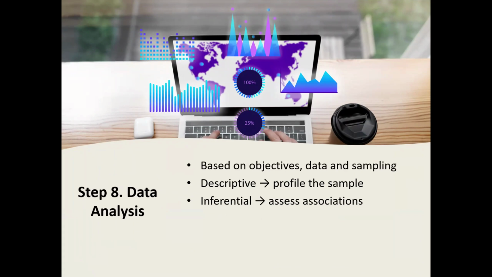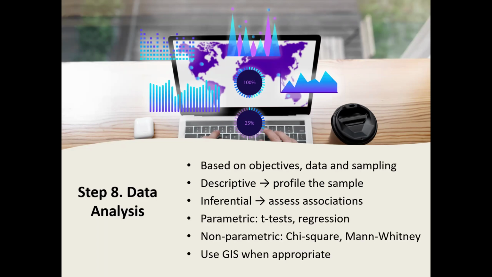But if you want to make inferences about the population from which the study participants came, then you're doing what we call inferential statistics, and you're looking at associations and differences between the variables that you collected. And we have different statistical methods that go with that, what we call parametric, t-test, regression, and non-parametric tests. And where appropriate, you can also include your GIS.